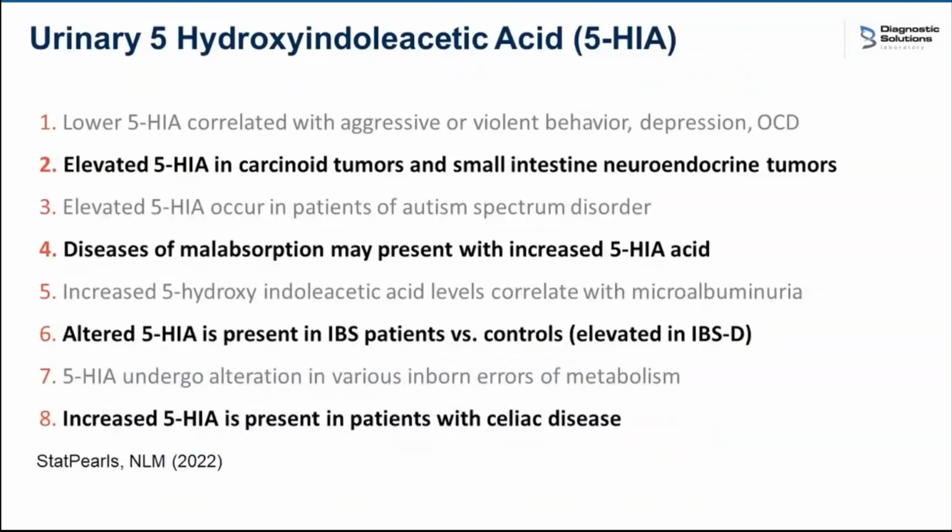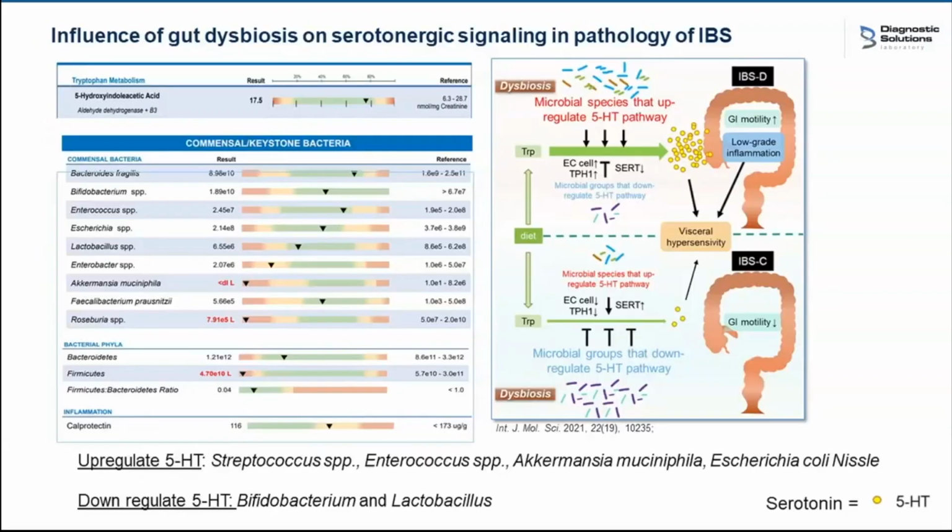Additionally, I'm going to look at the 5-hydroxyindoleacetic acid. This is from StatPearls 2022, and it has a list of all the things that urinary 5-hydroxyindoleacetic acid can be related to. So it can be related to endocrine tumors, which we don't see too often, malabsorption, IBS, especially IBS-D compared to controls, and celiac disease. So this last pathway is looking at serotonin in IBS.